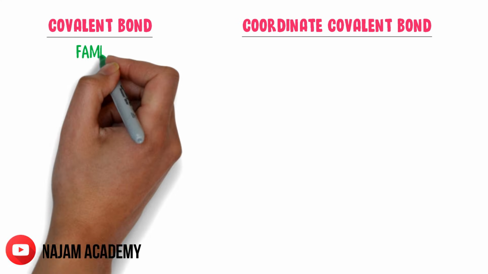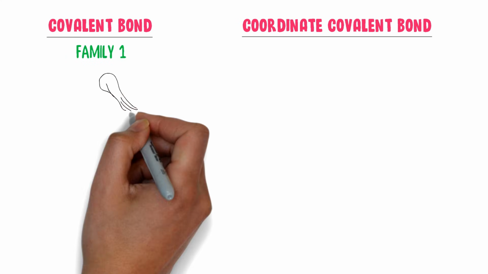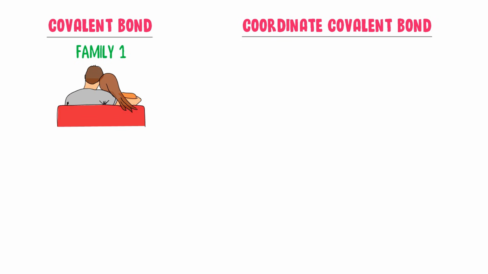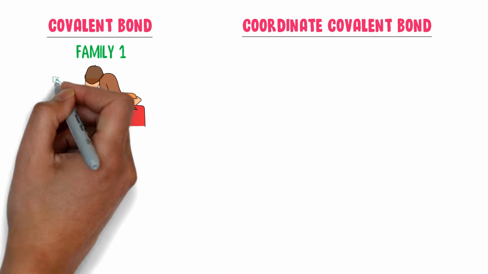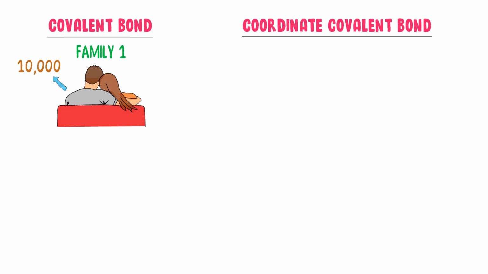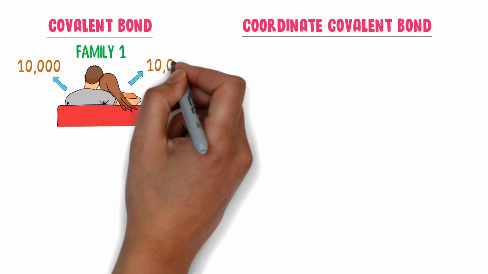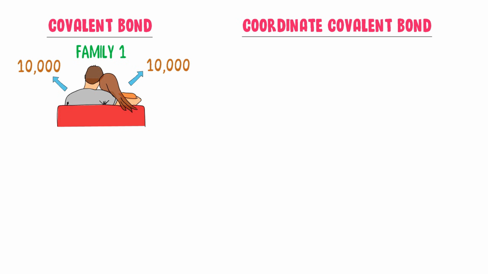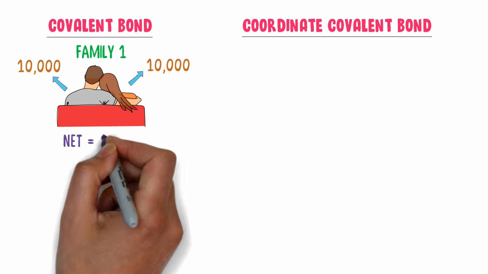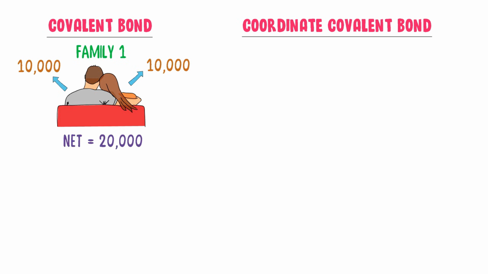Well, consider family number 1. Let this be the husband and this be his wife. Let the salary of the husband be 10,000 and the salary of the wife also be 10,000. They both share the salary and the net amount becomes 20,000.